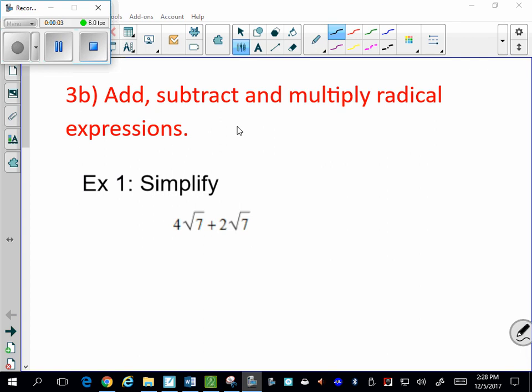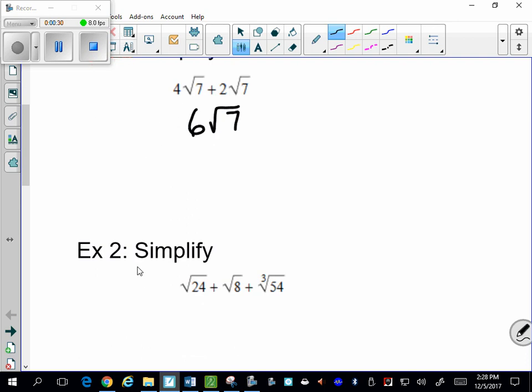3b is adding, subtracting, and multiplying radical expressions. Example 1, simplifying. So we're just adding these two radicals, 4 square roots of 7 plus 2 square roots of 7. So I have 4 square roots of 7, and I'm adding 2 square roots of 7. They're like terms, there's square roots, and 7's underneath. So total you have 6 square roots of 7. And that's it. Moving on.